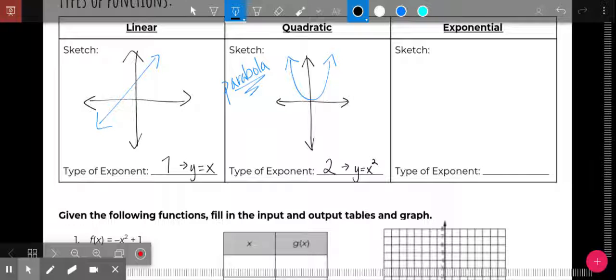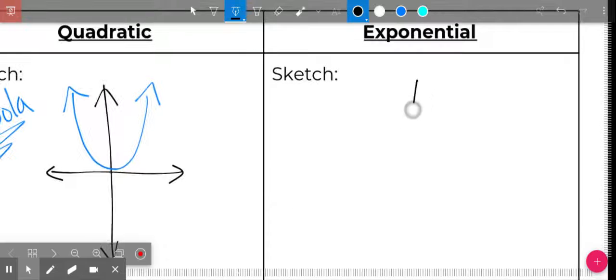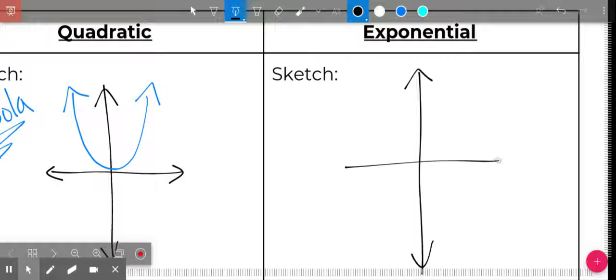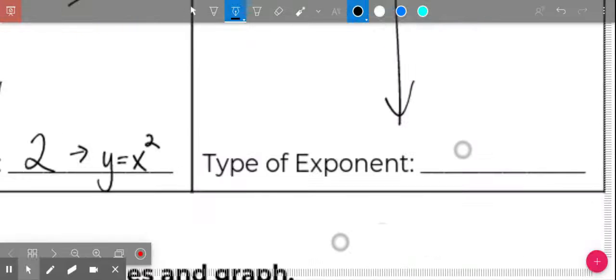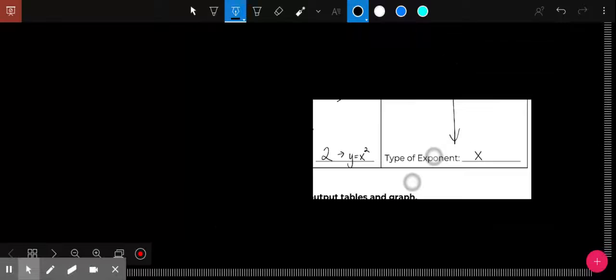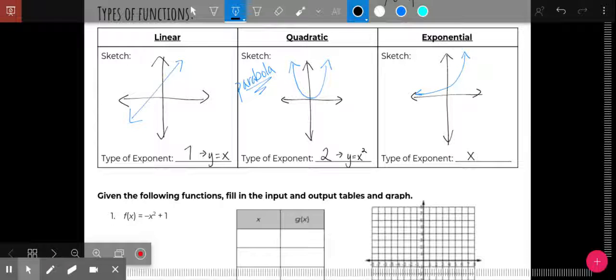Now our last type of function is our exponential functions. Draw my coordinate grid. An exponential function is going to look like that. It's got that nice curve to it. Remember, it's never going to hit the x-axis unless it's shifted up or down, but right now we're just looking at when it's not going to hit the x-axis. And what type of exponents do exponential functions have? They have x's for exponents. They have x's.